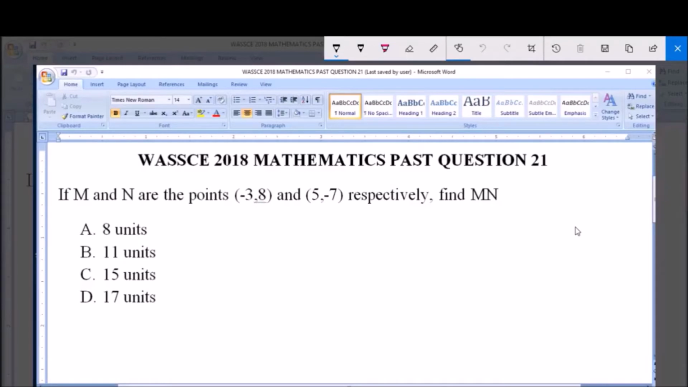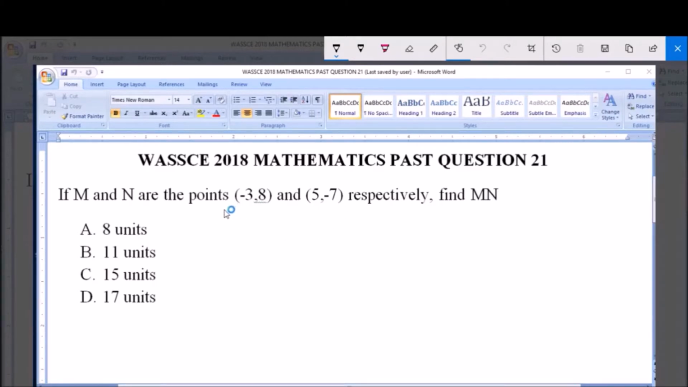Hello, good day and welcome. I will be answering WASSCE 2018 Mathematics Past Question 21. If M and N are the points minus 3, 8 and 5, minus 7 respectively, find MN, that is find the distance between point M and point N.